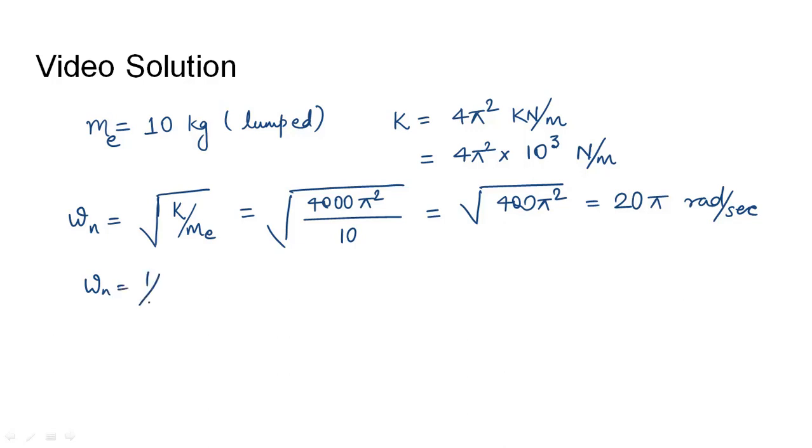So we would divide this by 2 pi to get the frequency in units of hertz. So that would be 1 by 2 pi into 20 pi that was obtained here. This would give us the answer as 10 hertz.